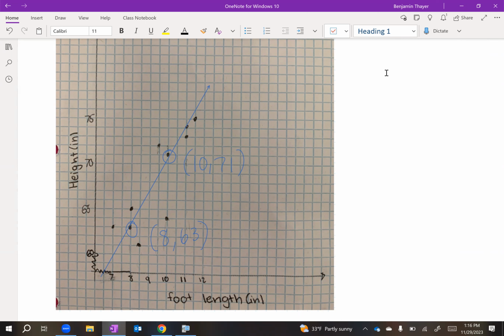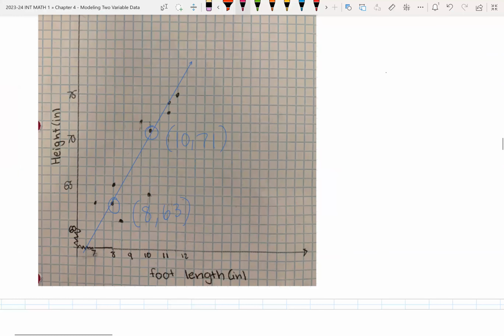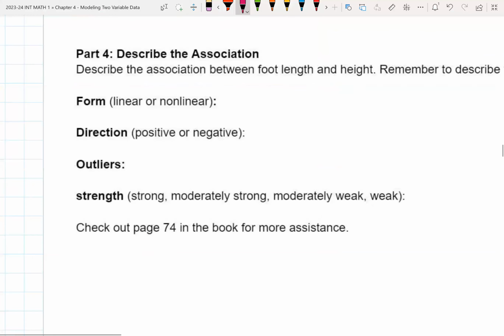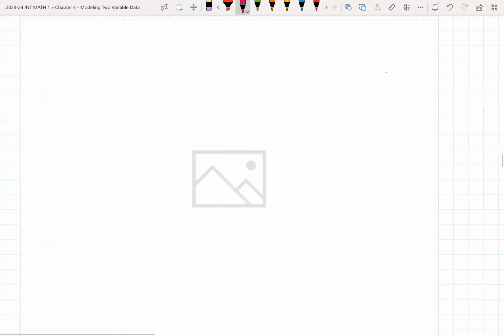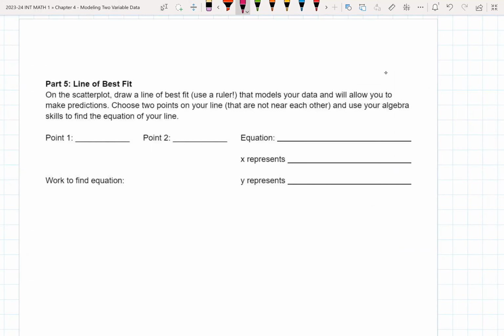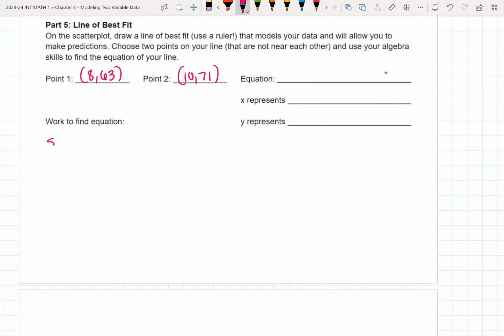We've selected 2 points, and these 2 points make our line of best fit, which is great because the line passes through the middle of the data. That's what we need. But now we need to take these 2 points and get an equation. So remember 863 and 1071. So here we are taking our 2 points. We'll come back to part 4 in a moment. And we want to get our slope and we want to get our y-intercept. Those are the 2 pieces we need to get an equation in slope-intercept form.